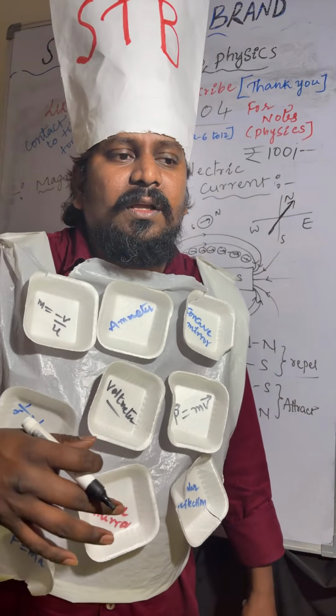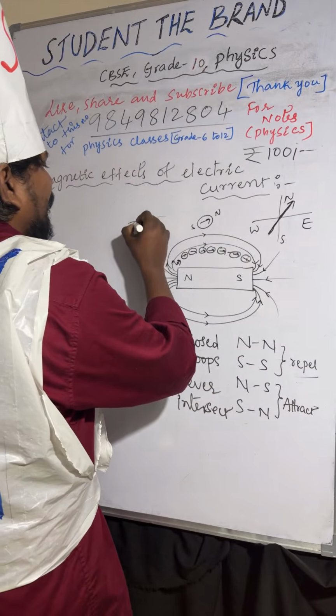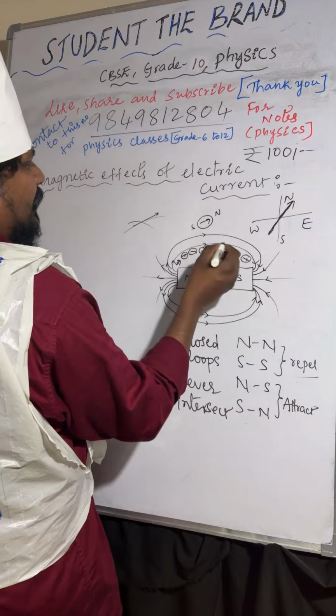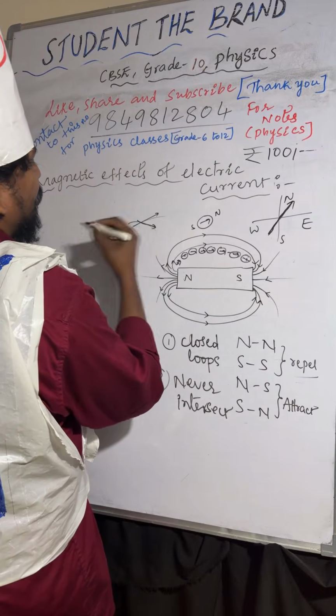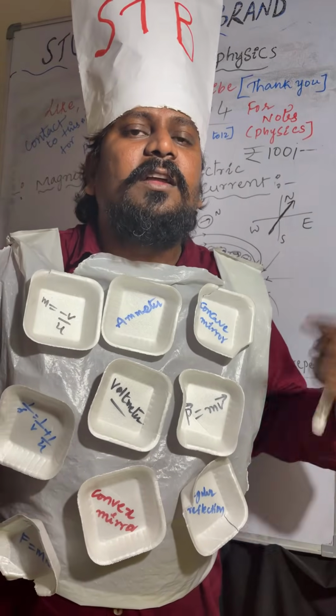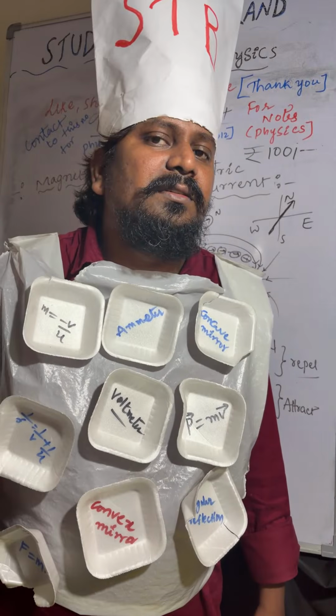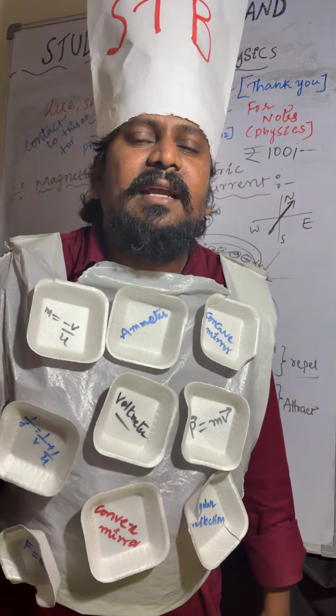If these two lines intersect, here this is the direction of one magnetic field line, and this is also a magnetic field line direction. At a time it is not showing two directions. It is not possible. Compass cannot show two directions at a time.